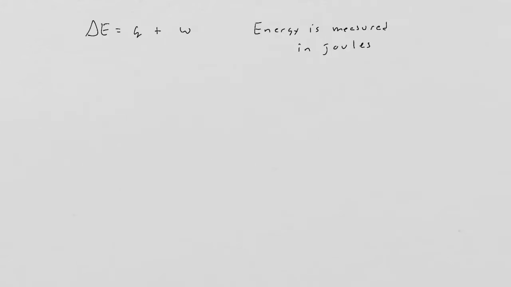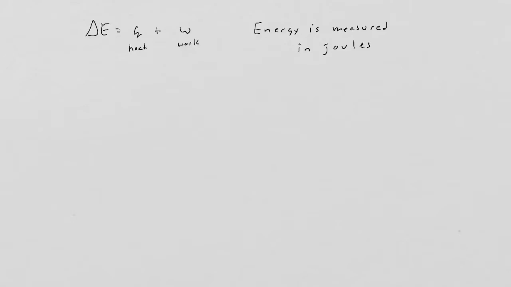So the delta E, energy lost or gained, has 2 components, and sometimes the 2 components are inconsistent. The 2 components are Q, which is basically heat, and W, which is work, both of which can be measured in joules because they're a form of energy. Heat is a form of energy, and work is mechanical energy.